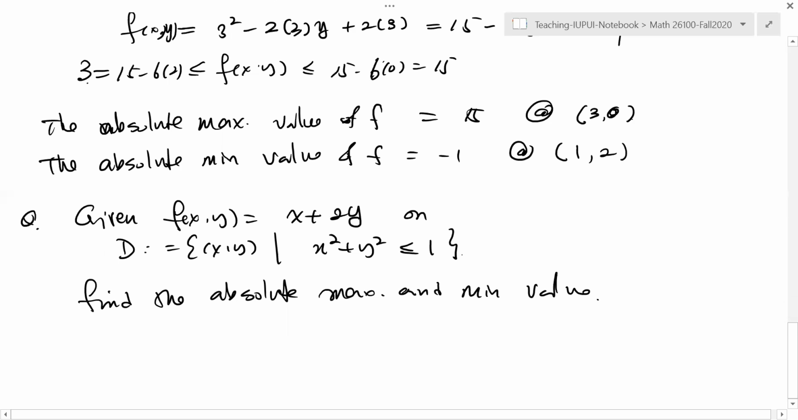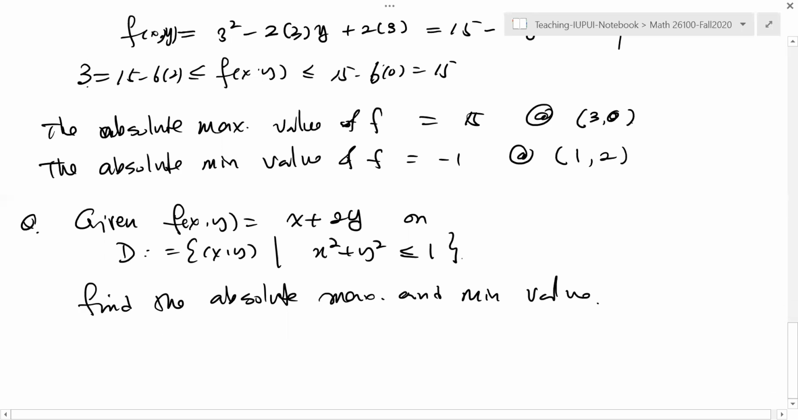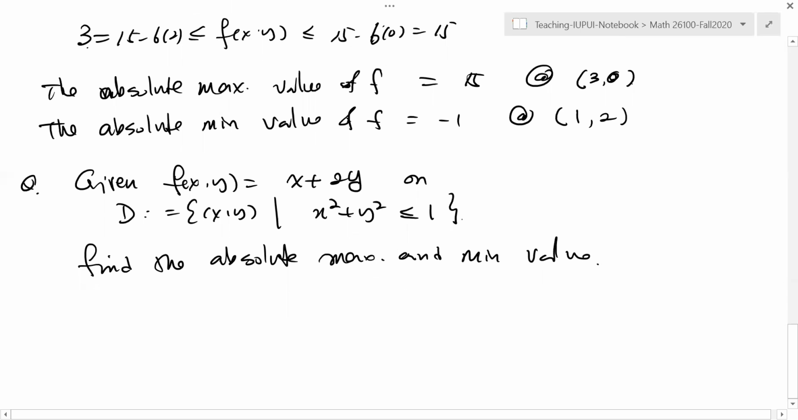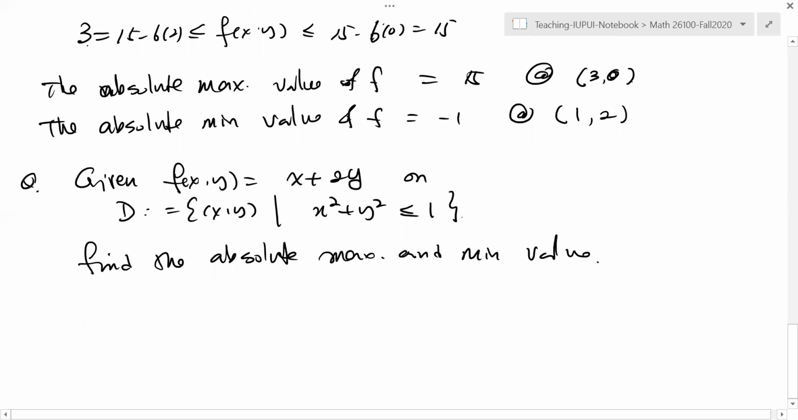Now for this problem, there's still no critical point in the domain. All you have to do is find the maximum value and minimum value. But this is a circle, so the boundary will be just a circle. The domain is a disk, we call it. That's the difference between the domains.